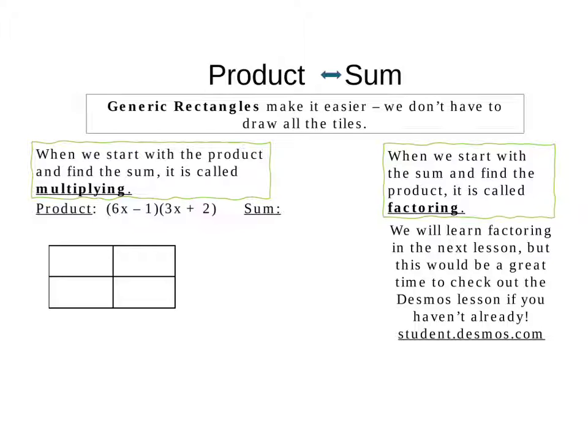When we start with the product and we find the sum, it's called multiplying. And when we start with the sum and we find the product, it's called factoring. Here is a generic rectangle, which we reviewed in lesson 1.